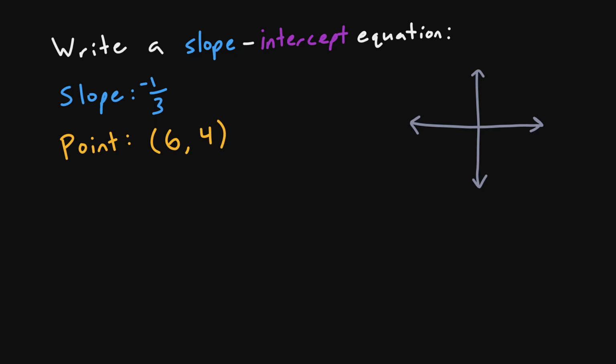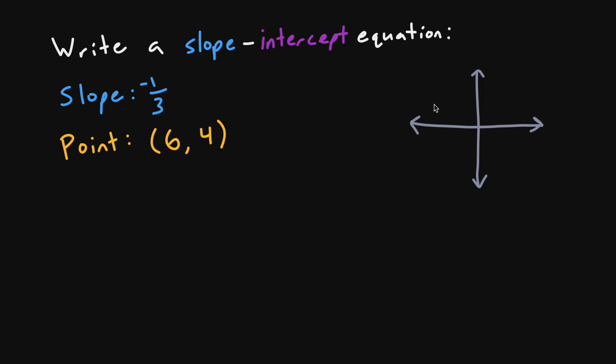This question is asking for something a little strange. It's giving you a slope and a point and saying, hey, there's a line going through this point with this slope. And it's asking you to write an equation, but it wants you to write a slope-intercept equation. And what's tricky about that is we don't know the intercept.